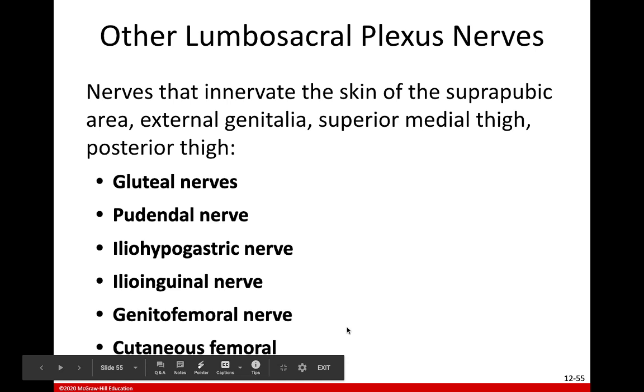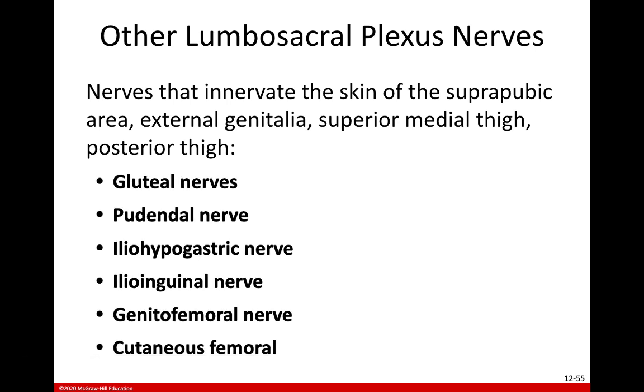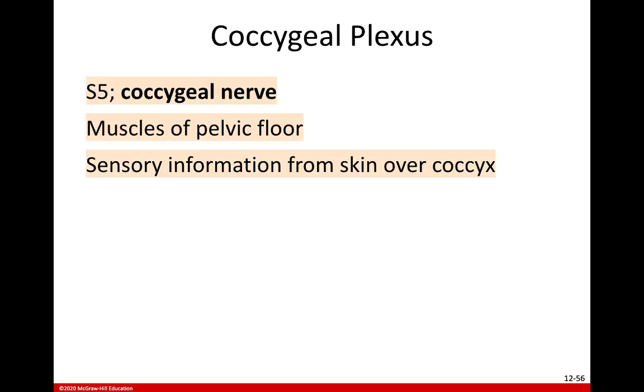You have other lumbosacral plexus nerves that are going to be innervating things like the pubic area, the external genitalia, and then the medial and posterior thigh. And then your coccygeal plexus is made up of the ventral rami of the S5 spinal nerve, and it is innervating muscles of the pelvic floor, which is very important for you ladies, because when you have a baby, it's very important for those muscles of your pelvic floor to be very strong. It makes it easier to give birth.